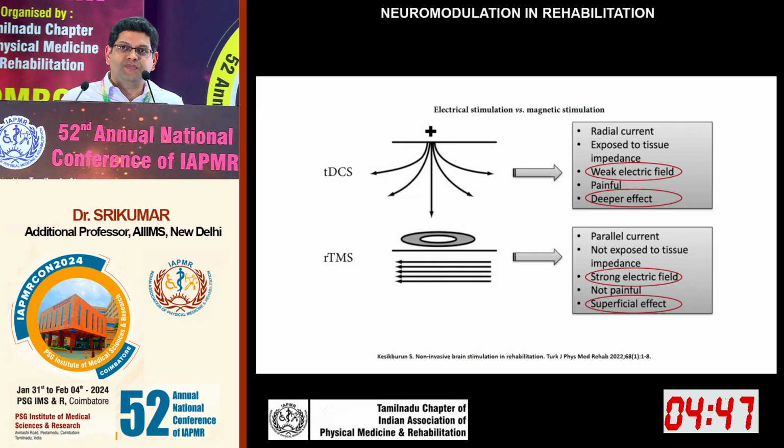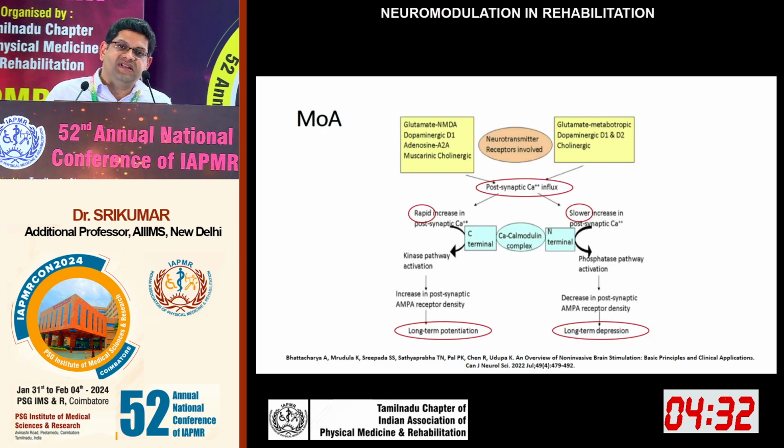Is there any difference between the two? Yes, there is a minor difference. One, here the weak electric field is formed, but it has a deeper effect. That is the direct current stimulation. When compared to the TMS, it has a strong electric field, but it only has a superficial effect. But what is happening inside the brain?